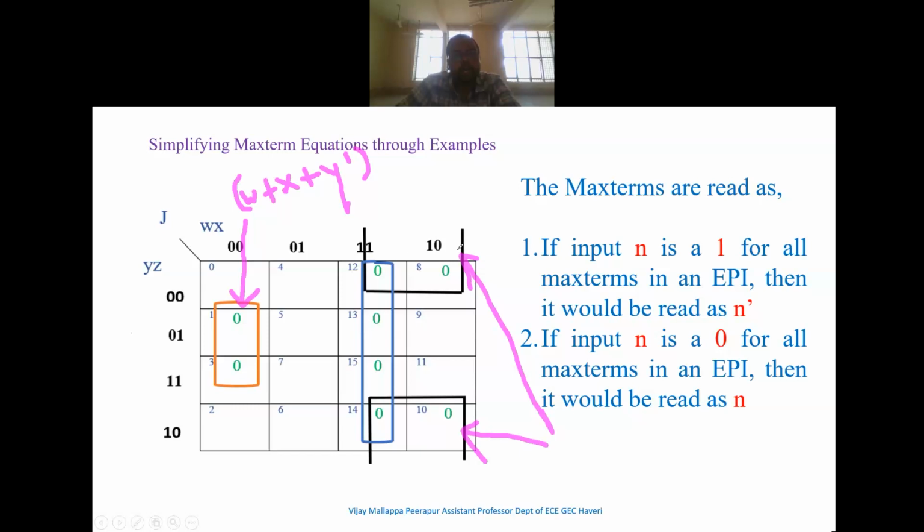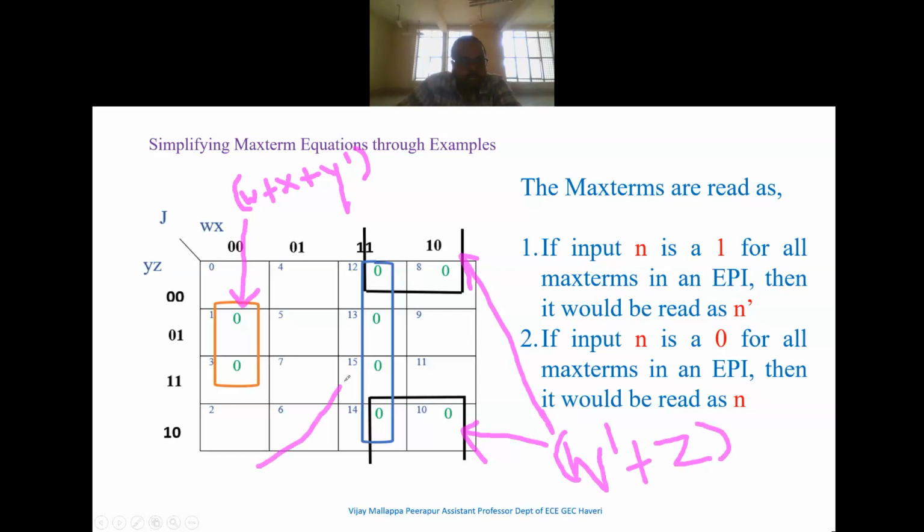Similarly, for this one, how do you read it? 1 1 1 0. What is common here? 1. 1 is for the variable W. You read it as what? Since it is 1, you read it as W bar. Or what is common between these two? 0 0 1 0. 0 is common. 0 is the value for Z. Since it is 0, we write it as Z there.